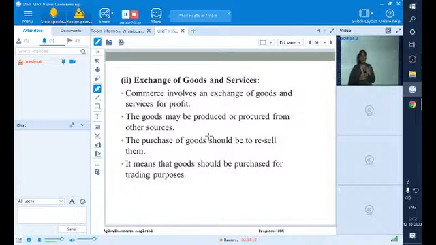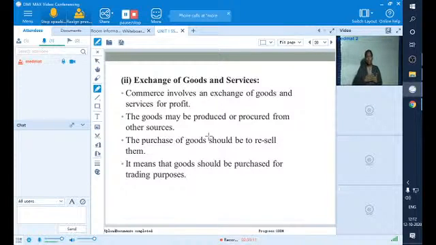The goods may be produced or procured from other sources. Third one, the purchase of goods should be to resell them. For what purpose are you going to purchase the goods? For reselling the goods. So the third one is what? The purchase of goods should be to resell them.